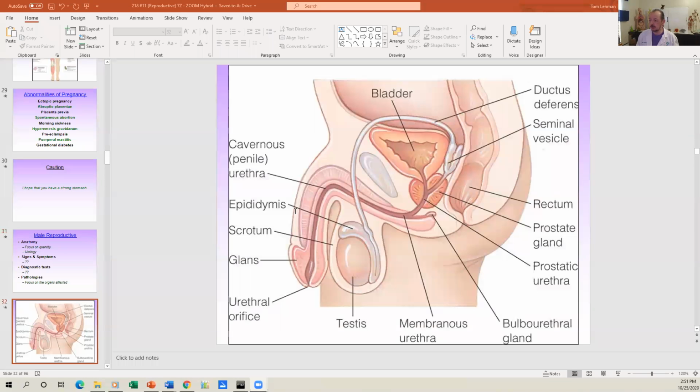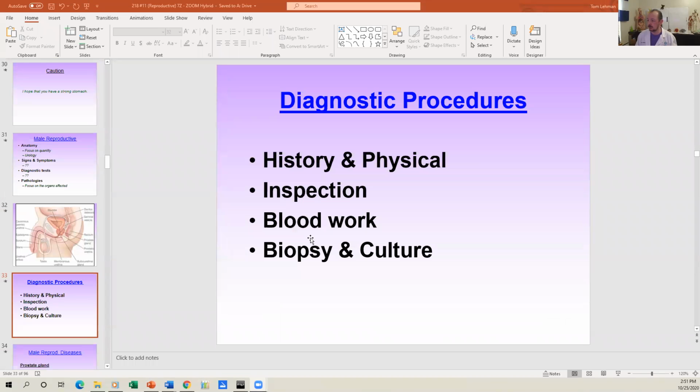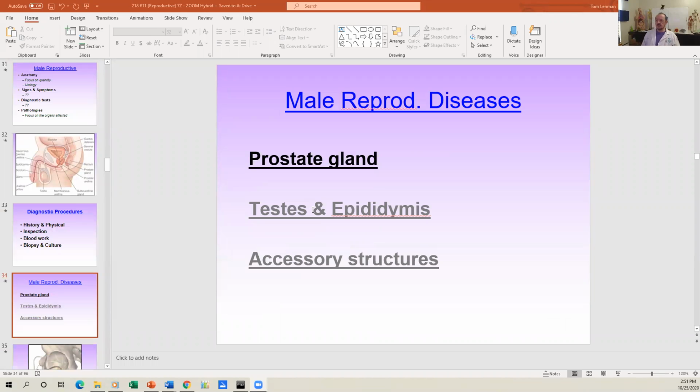Now, when we look at the male system, you'll review some of the basic structures like the testes down in the scrotum, the vas deferens coming up behind, the prostate gland, the urethra, the penis, and those structures. Diagnostic procedures are pretty straightforward. Now, when you take a look at the diseases of the male reproductive system, you're going to be looking primarily at diseases of the prostate gland, the testes and epididymis, and then some accessory structures.